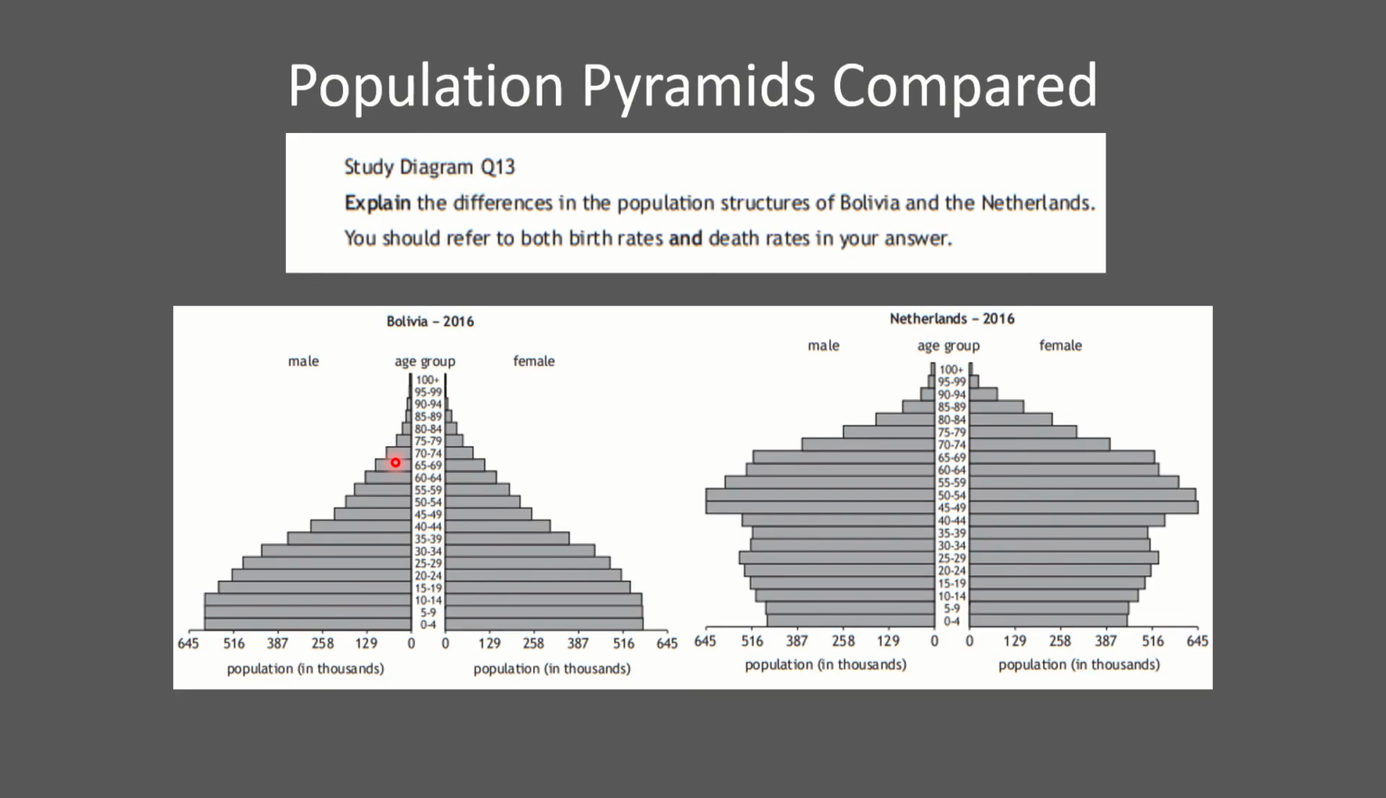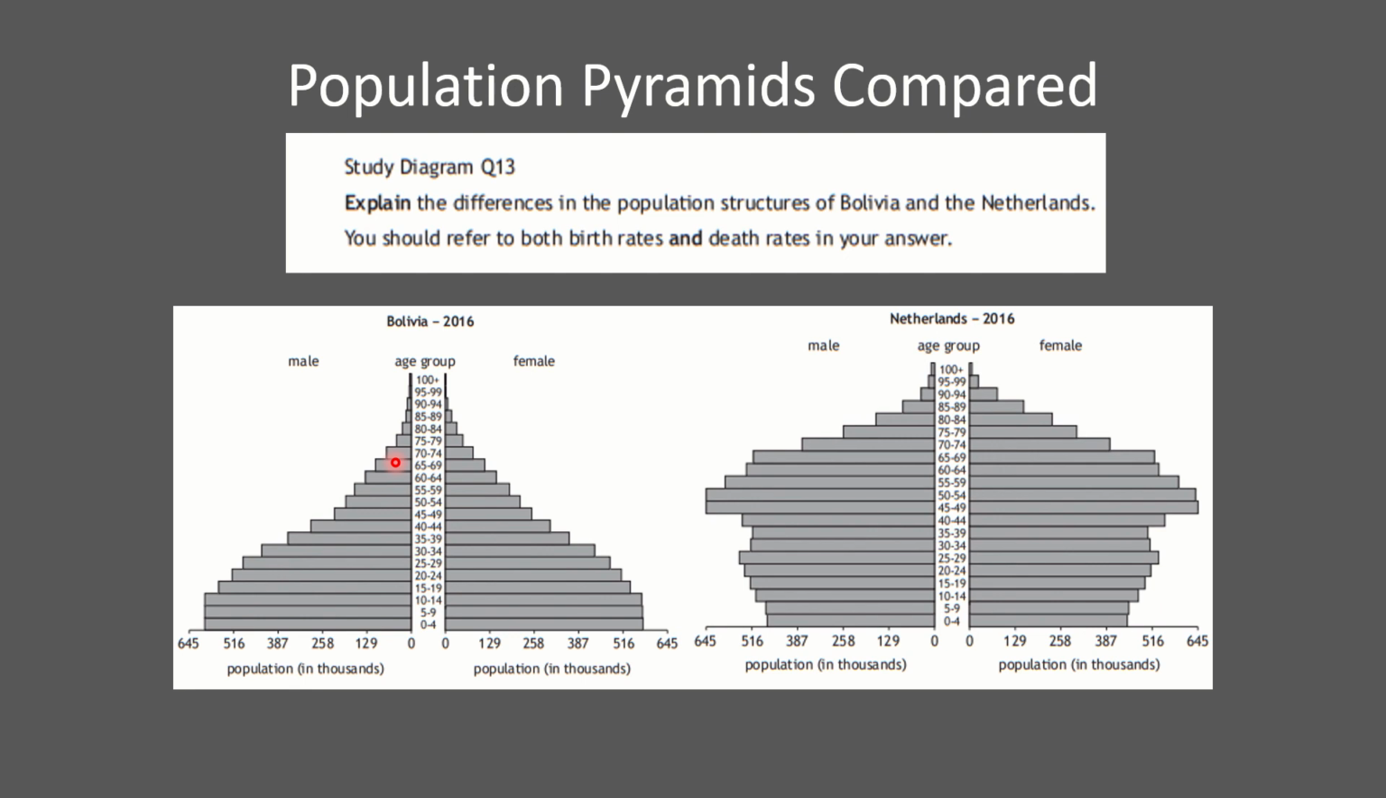Now, it's important that you should be aware that you might be asked to explain the differences. And you can see that both graphs are lined up next to each other, and that you've been asked to explain the differences in population structures of Bolivia and the Netherlands. You need to refer to both birth rates and death rates in your answer. Because it's a differences question, you need to refer to both Bolivia and the Netherlands in your answer.